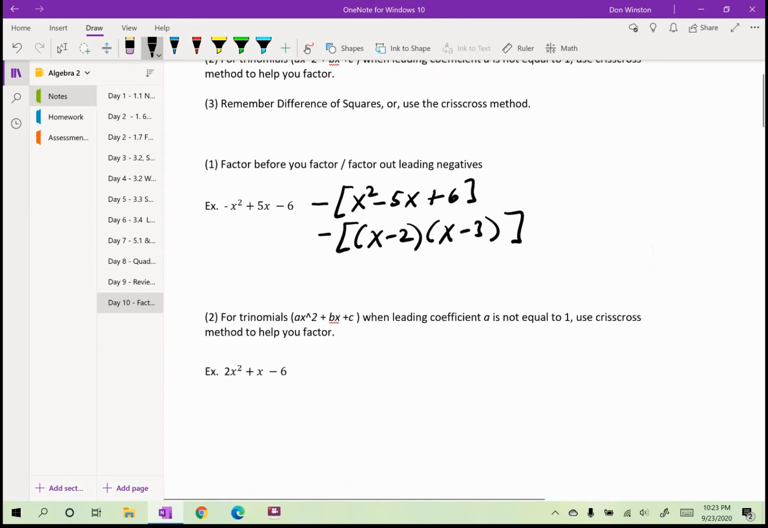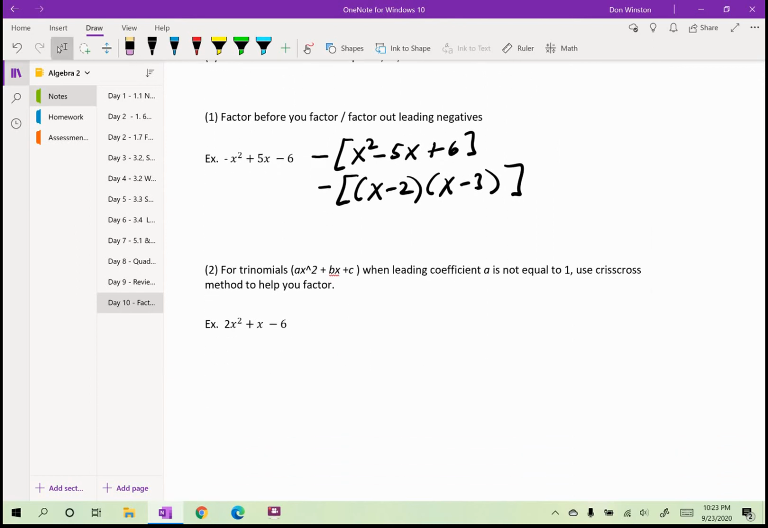All right, the second step. For trinomials, ax squared plus bx plus c, where the leading coefficient a is not equal to 1, use the crisscross method. Okay, some of you may be familiar with this here. I want you to notice that the leading coefficient is not 1, it's 2. So now we have to find factors of 2 and negative 6 that give us a positive 1. Well, that's going to be a little difficult. So what I always suggest for students to do is write your factor table for 2x squared and your factor table for negative 6.